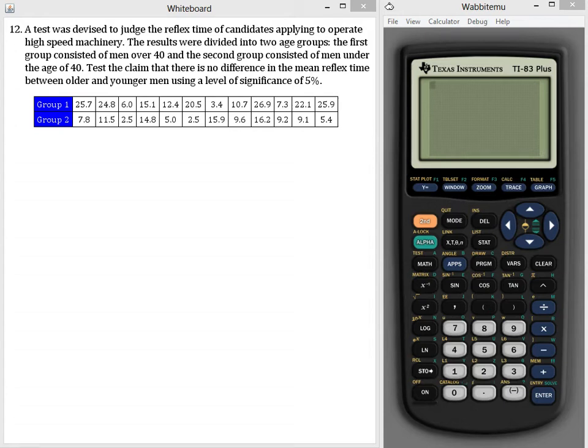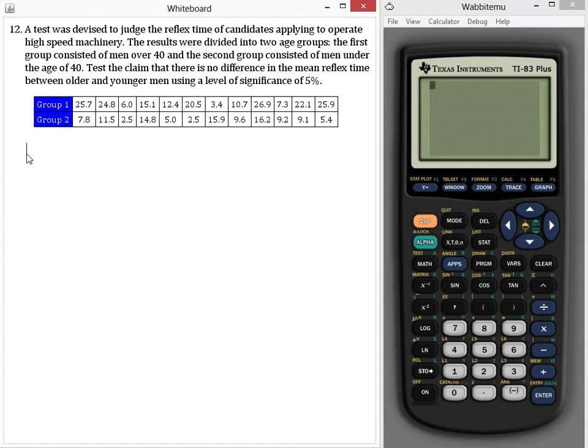A test was devised to judge the reflex times of candidates applying to operate high-speed machinery. The results were divided into two age groups. The first group consisted of men over 40, and the second group consisted of men under the age of 40. Test the claim that there is no difference in the mean reflex time between older and younger men using a level of significance of 5%.